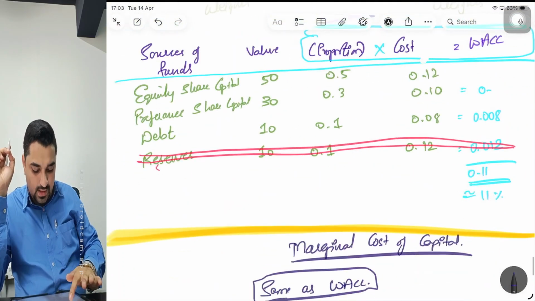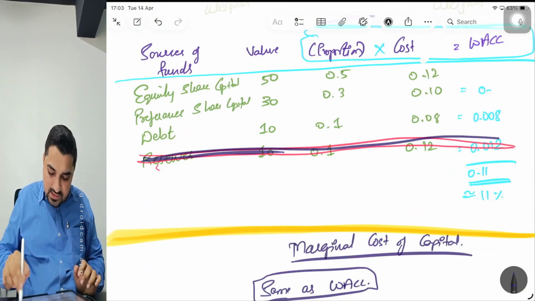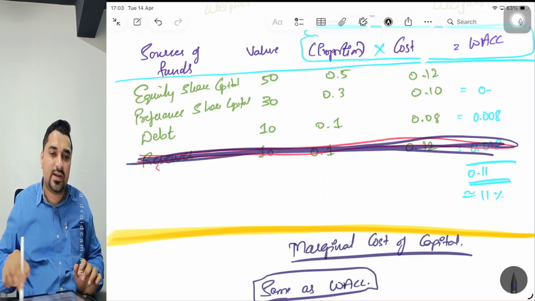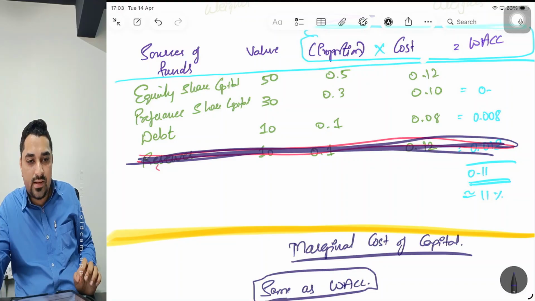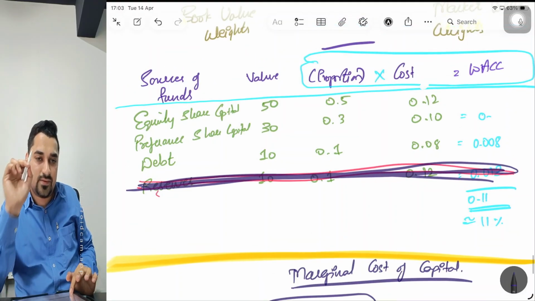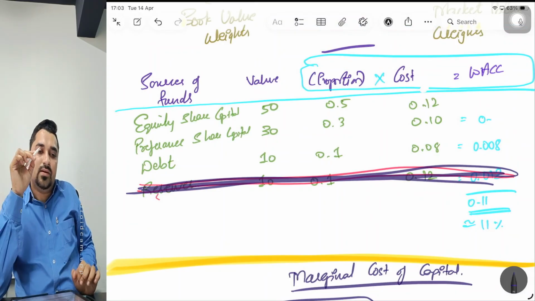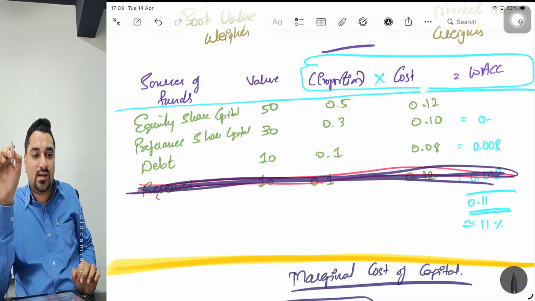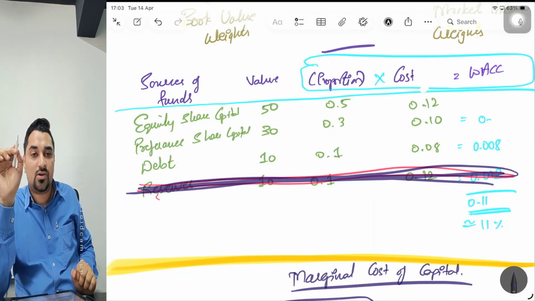However, when I take market value as weights, then reserves and surplus is not treated as a separate component of finance. When I take market value as weights, reserves is not at all taken as a separate component of finance. This is the difference between taking book value as weights and market value as weights: the reserves and surplus. Whenever I take book value as weights, retained earnings is considered as a separate cost component, whereas when I take market value as weights, reserves is not taken as a separate cost component.